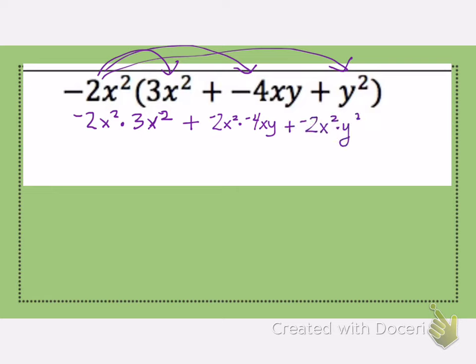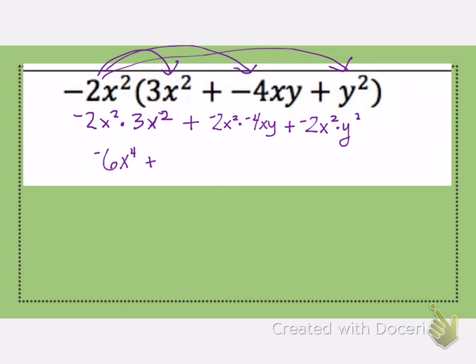Now you don't have to write that out each time. You could do that multiplication in your head. You want to make sure you're sharing that negative 2x squared with every term in parentheses. So we can simplify that. And the negative 2x squared times 3x squared is going to give us a negative 6x to the 4th. Remember, when you're multiplying, you're adding the exponents.